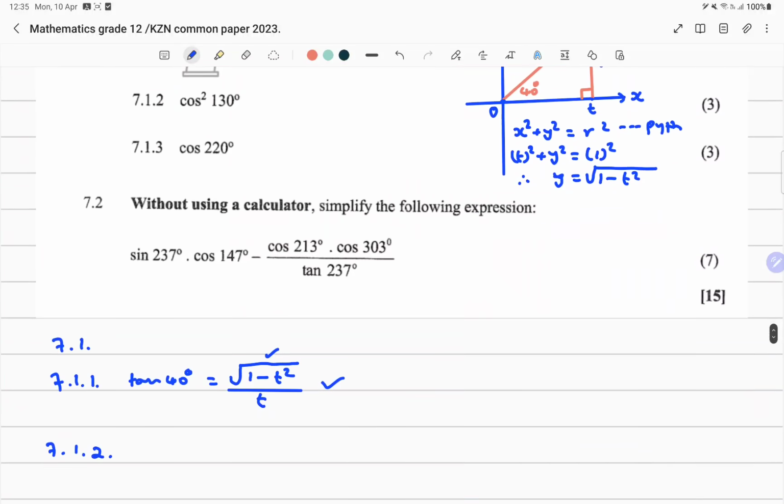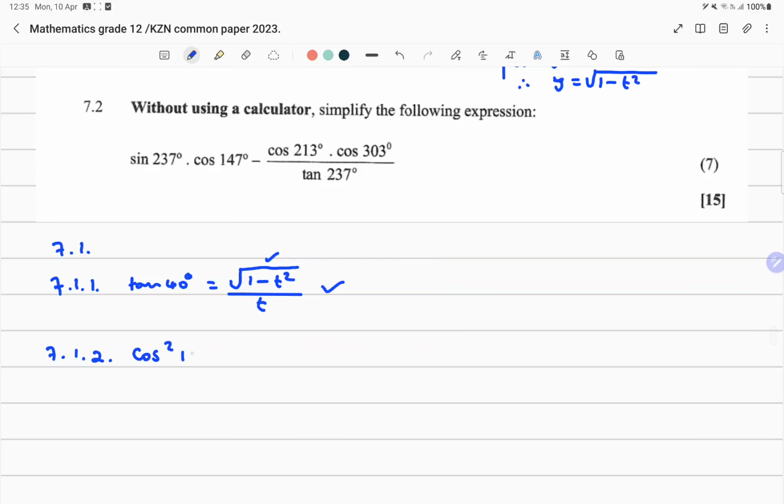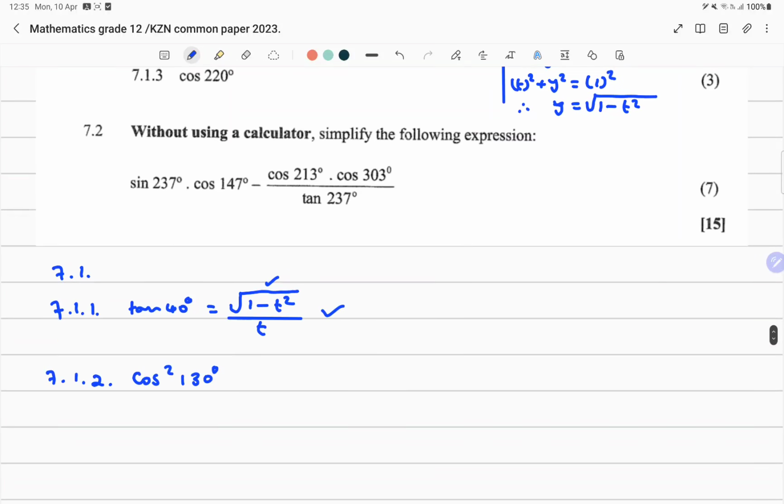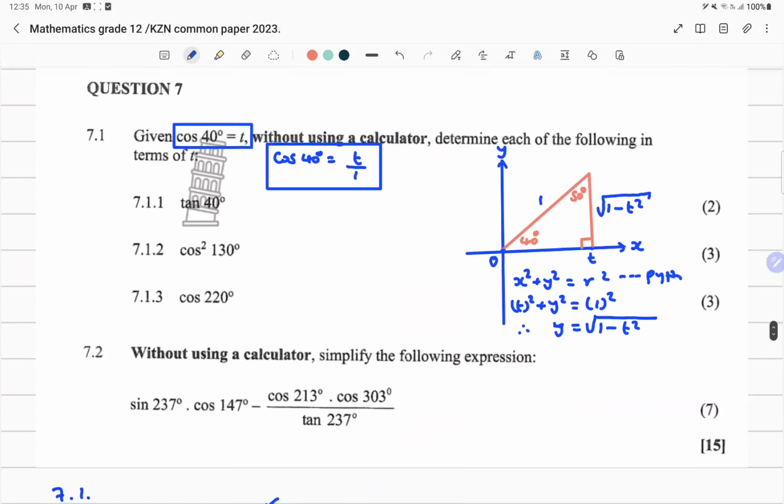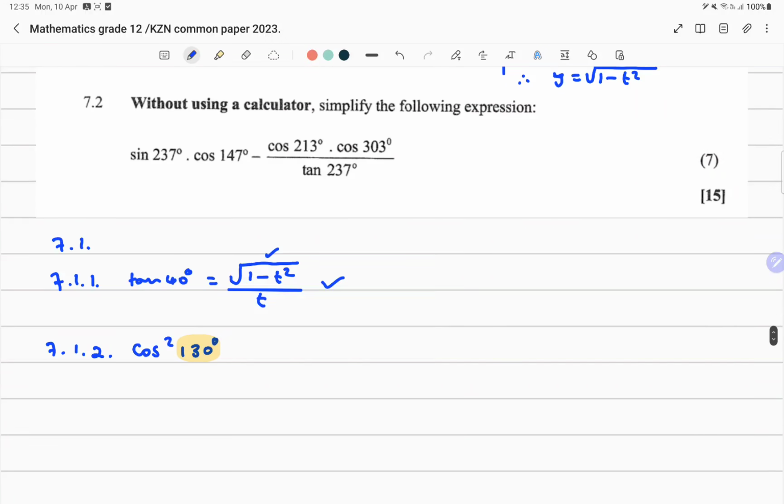7.1.2 cos squared of 130 degrees. Okay, now how is 130 related? So always investigate. If you're given an angle that is strange, ask yourself, how is this angle related to the angles I'm given? For example, I only have 40 and 50 and 90. I do not have 130. So how can I get 130? This is easy when you use reduction formula. Say, okay, fine, 130 is the same as 180 minus 50 degrees, right? Because definitely 180 minus 50 is 130.